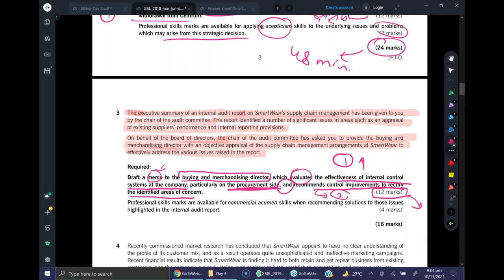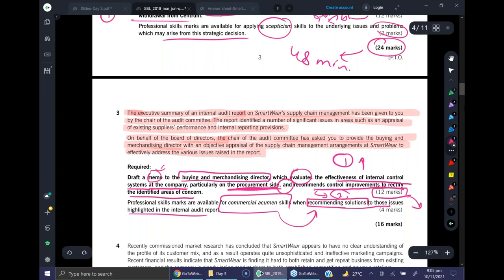So this marking scheme is a little different from the general 2 marks per point, but you see that there are two different aspects, two different things that are to be discussed. And also one more thing, that when you read the exhibit, it's very clear that there are 3 problems mainly discussed. So you can't make up internal control problems on your own by taking assumptions, right? Okay, professional skills marks are available for commercial acumen skills when recommending solutions to those issues highlighted in the internal audit report. So commercial acumen marks will be available for good relevant recommendations. 16 marks, 32 minutes.